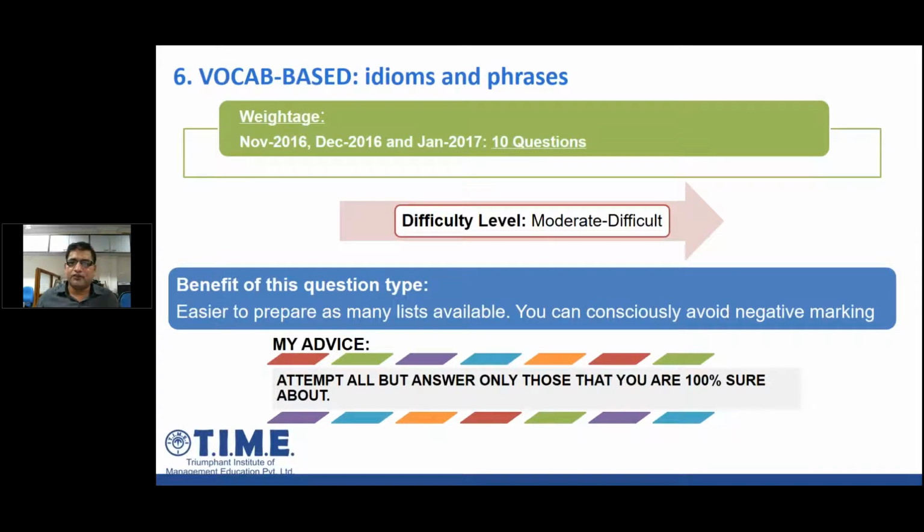Please do not guess. For instance, there is an American idiom which says break a leg. Now, what can you actually guess the meaning of break a leg is? Believe it or not, it means all the best. How can break a leg mean all the best? But that's how it is. This is the nature of idioms. Please do not guess. So let's move on to the next vocab based question.